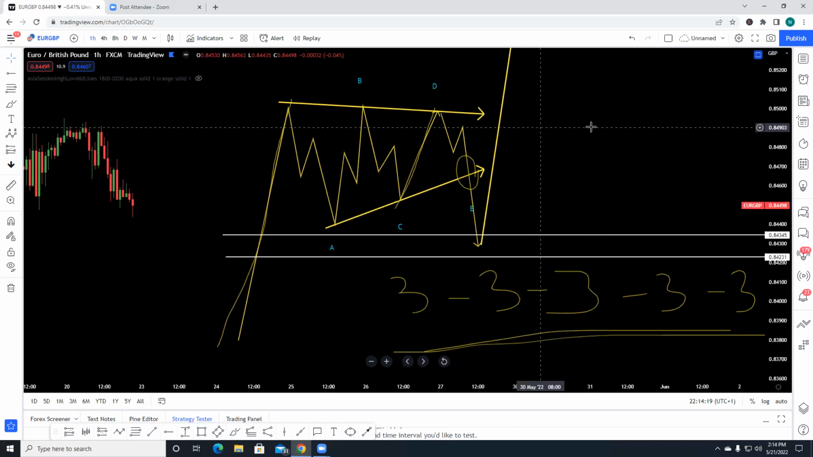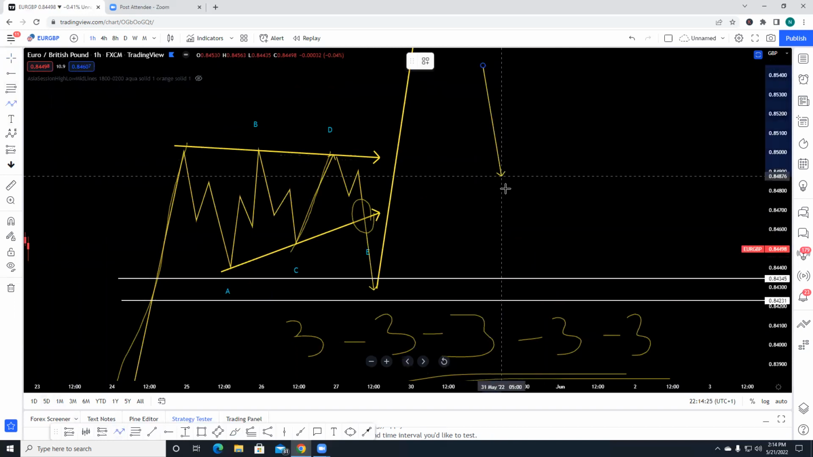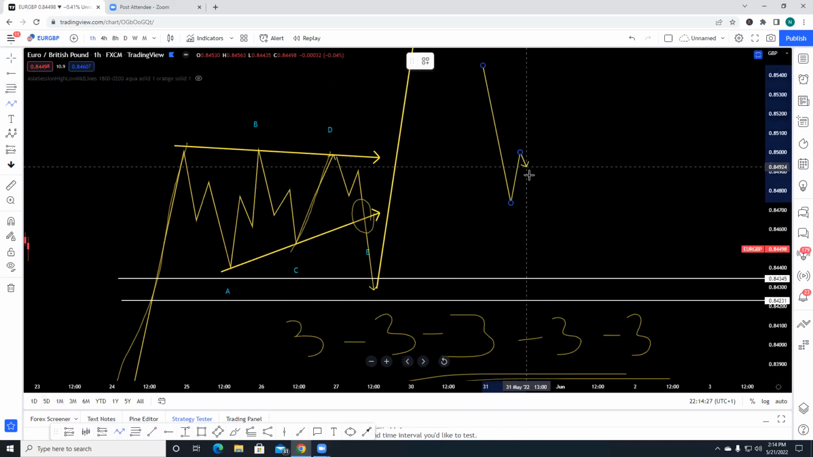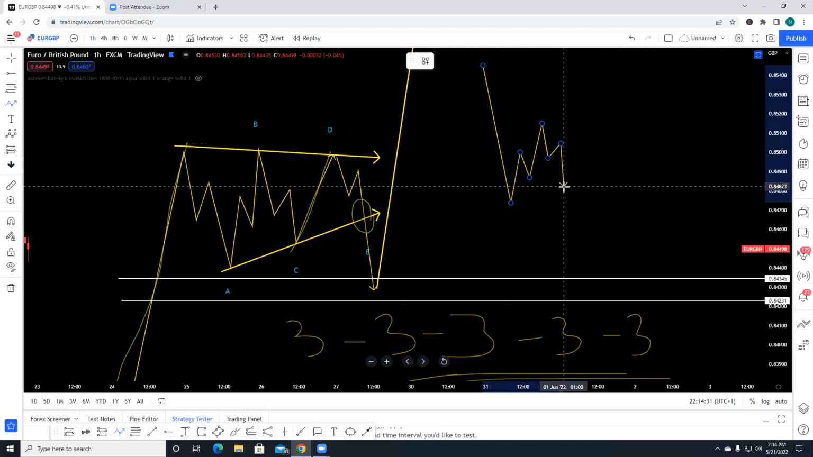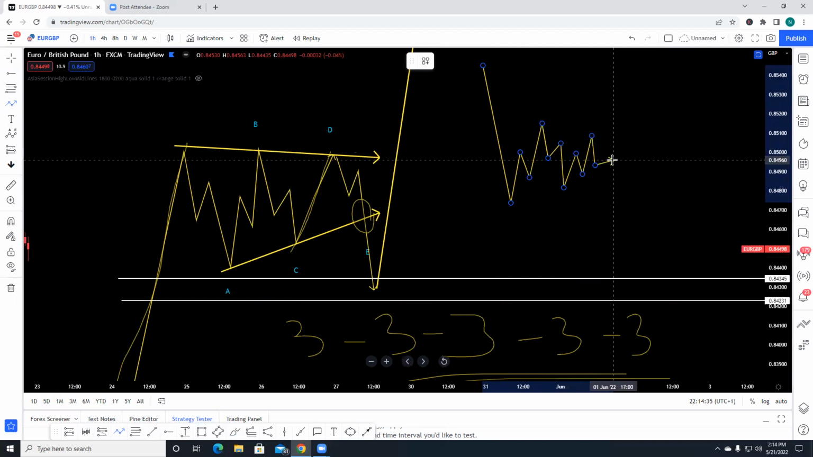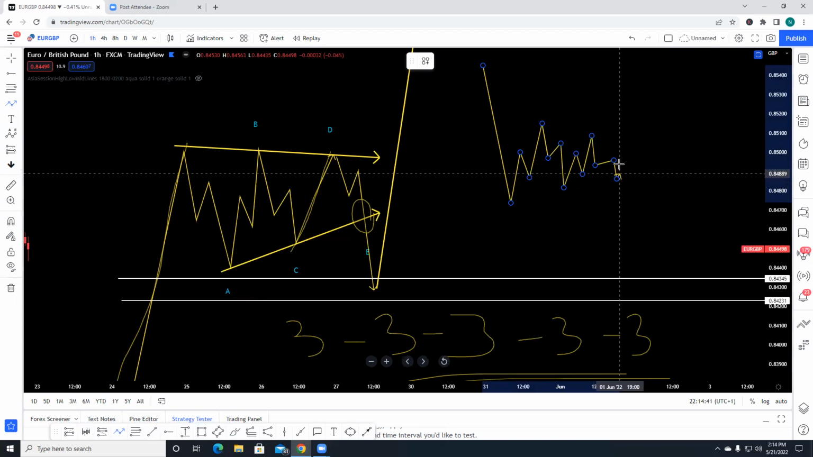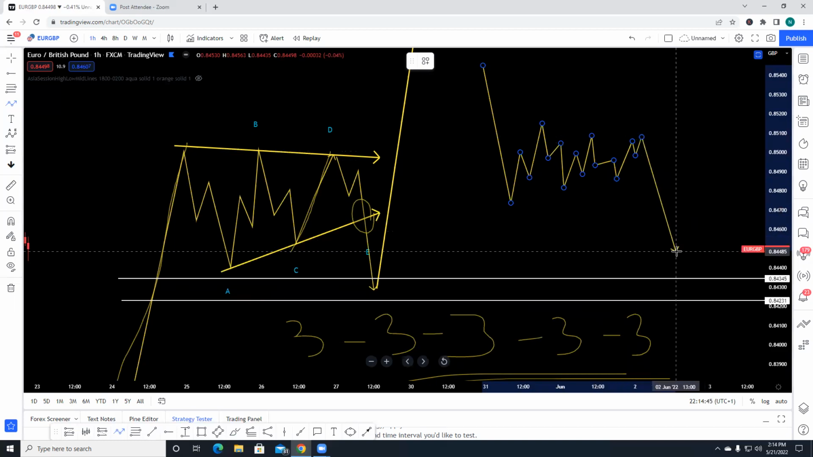The same thing is applicable if you have a triangle that is connecting a supply. This is an impulse. You have a triangle, 1, 2, and 3. 1, 2, and 3. 1, 2, and 3. A, B, C, D, E. One, two, and three. Then move to the downside.